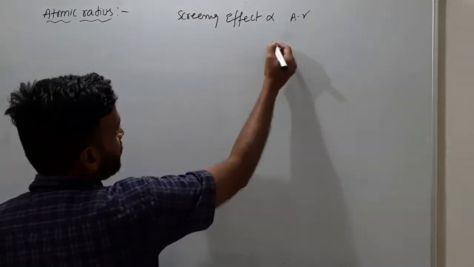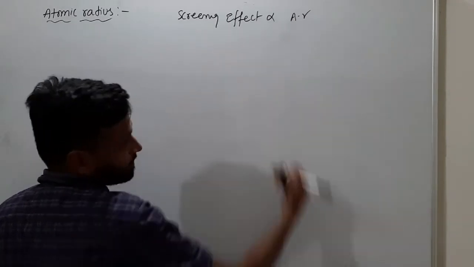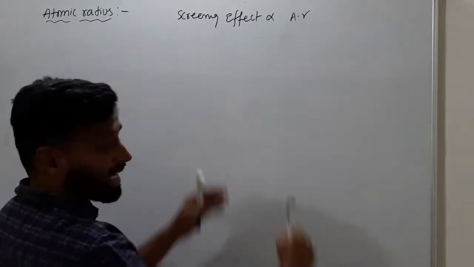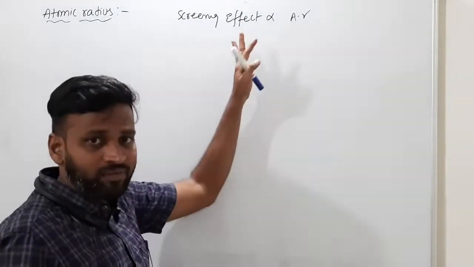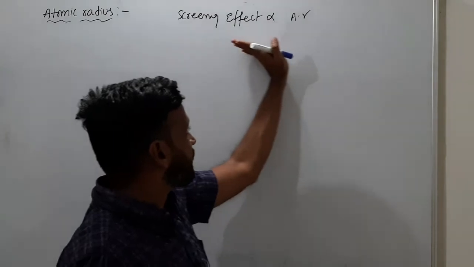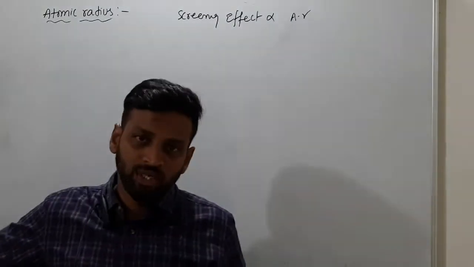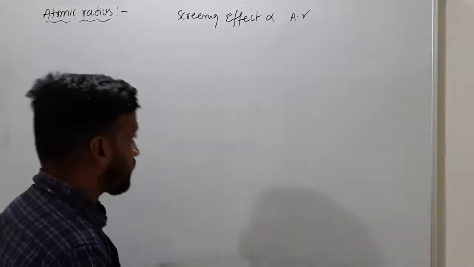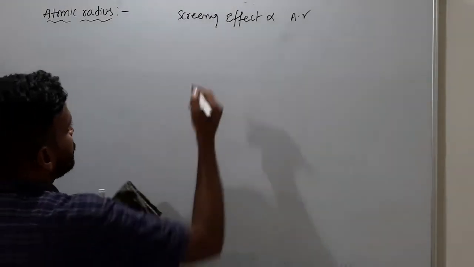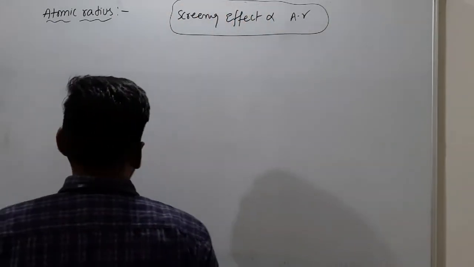That's why poor shielding effect causes contraction in radius. The d and f subshells are poorly shielding, so the outer electrons are attracted towards the nucleus, and contraction happens in transition elements. This is also one of the important things you have to remember: screening effect is directly proportional to atomic radius.